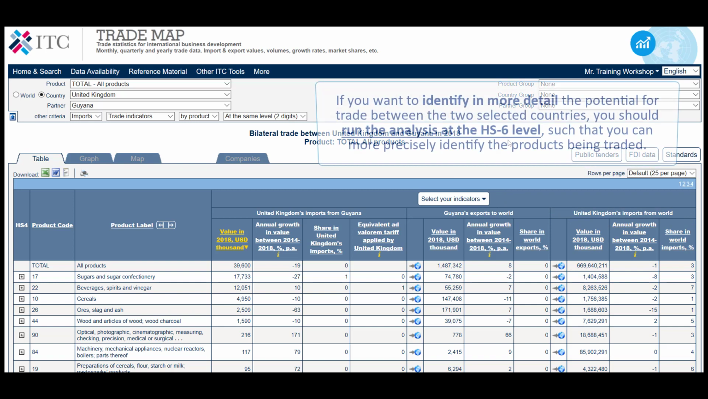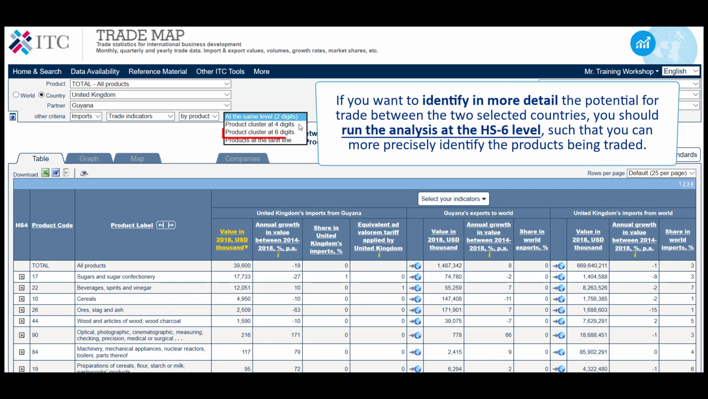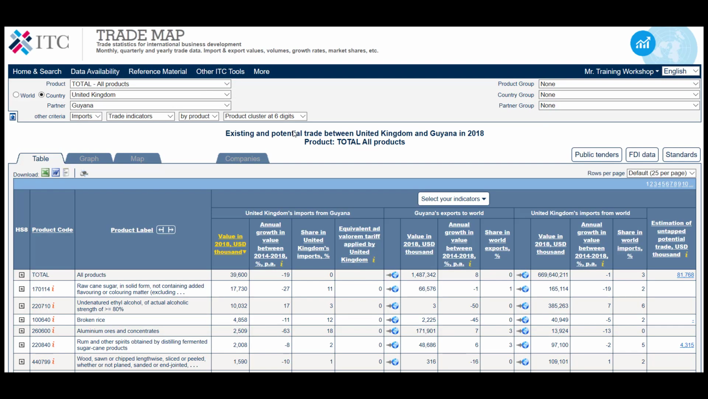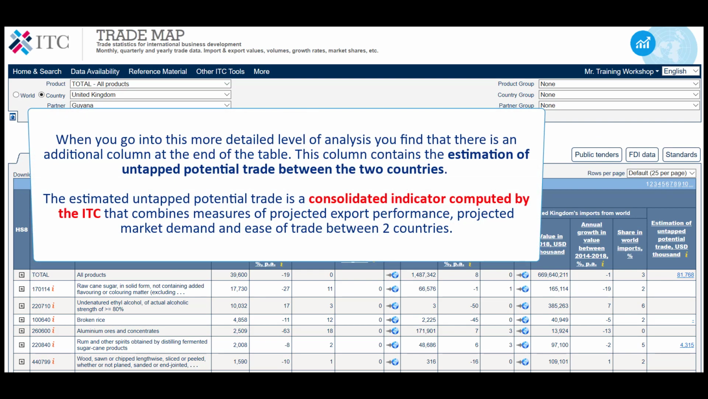If you want to identify in more detail the potential for trade between the 2 selected countries, you should run the analysis at the HS6 level, such that you can more precisely identify the products being traded. When you go into this more detailed level of analysis, you find that there is an additional column at the end of the table. This column contains the estimation of untapped potential trade between the 2 countries.